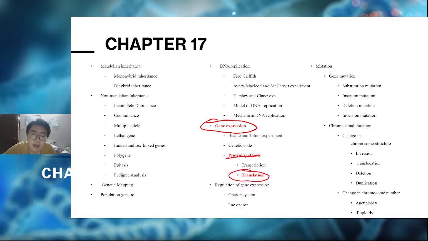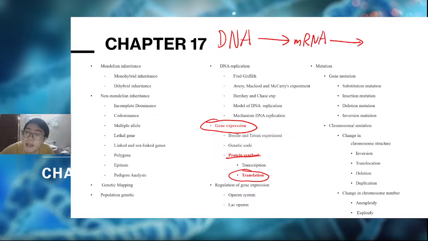For the last live, I already explained the transcription process. The gene expression process is where DNA will produce mRNA, and then mRNA will produce protein, right? DNA to mRNA is the transcription process. I already explained it in the live at 6 o'clock, so if you want to listen, you can refer back. For this live, I will explain the translation process.